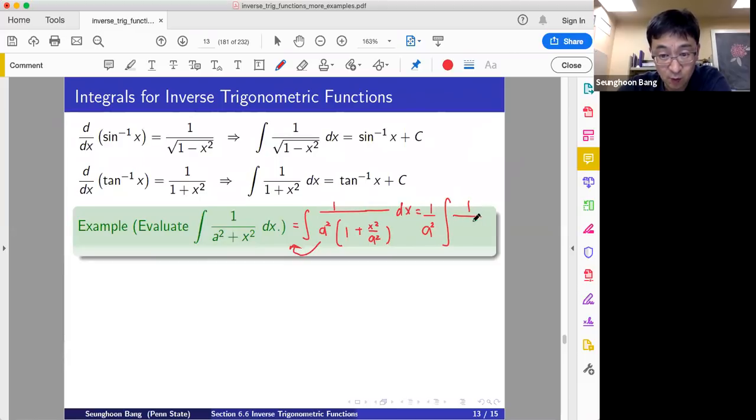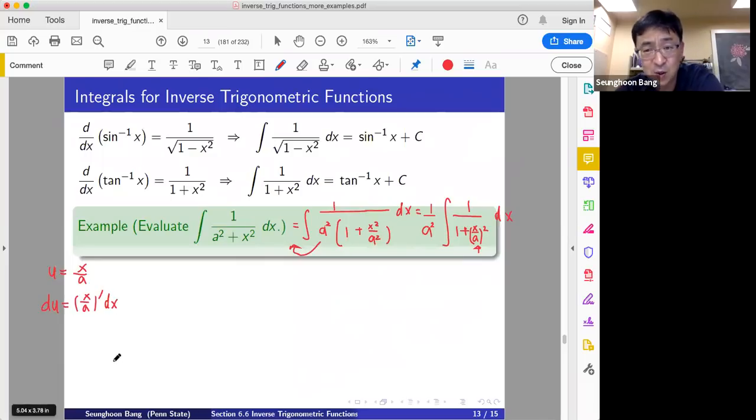Integral of 1 over 1 plus (x over a) squared dx. The next thing, I'm going to use u substitution. u equals this inner function, x over a. What is du? Do you know du? du is (x over a) prime dx. So my question: what is (x over a) prime? Do you know what it is?